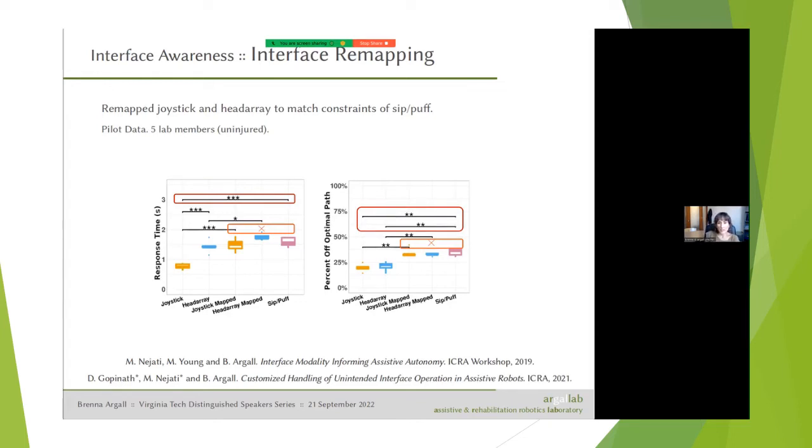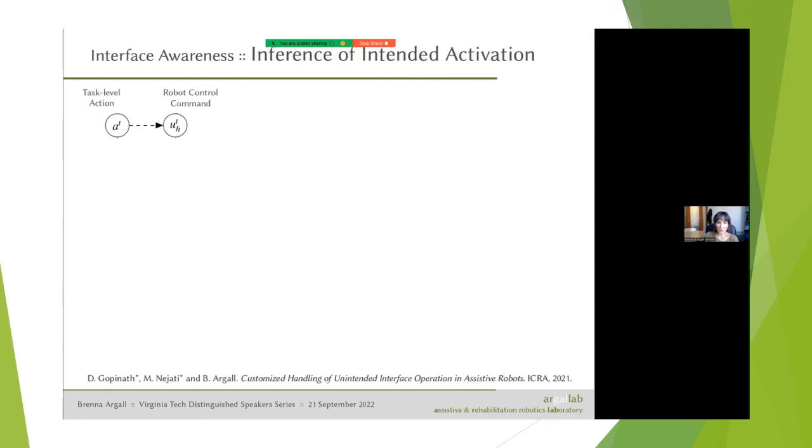So to take this work further and formalize it a bit more, we've taken a different view now on how we think we should be reasoning about interfaces and interface activation. Robot control, this mapping between task level action and robot control command, is normally represented in this way: if you get a forward motion command from the joystick, then you're going to move the robot forward. You're going to move its wheels forward, something like that.